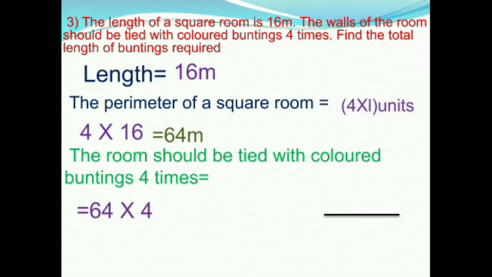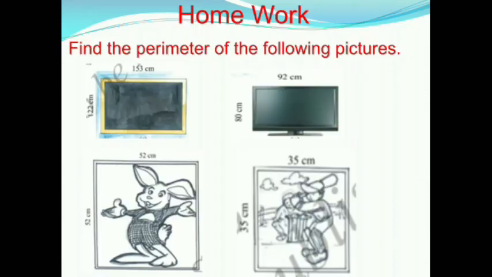64 multiplied by 4. First we should multiply 4 and 4. 4 fours are 16. Write 1 carry above the 6 and write 6 below the 4. Next we should multiply 4 and 6. 4 sixes are 24. 24 plus 1, 25. Therefore, the total length of buntings required is 256 meters. Children, do this homework.